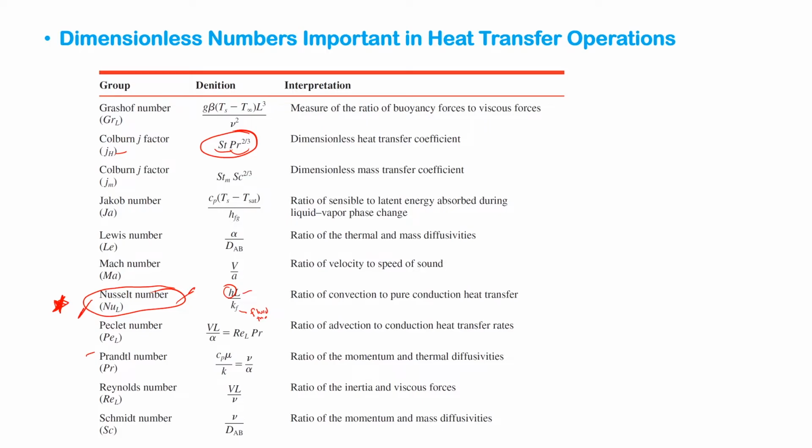And we have Prandtl number. This is another important number. This is the ratio of the momentum to thermal diffusivity. And Schmidt number, analogous of that in mass. So we'll be using that in mass transfer. Instead of Prandtl number, you'll be dealing with Schmidt number. And obviously Reynolds number is always important.